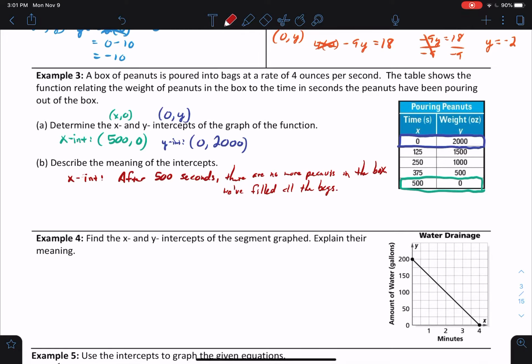There's a couple different ways we could say that. Okay, but after 500 seconds, the 500 represents time. So 500 seconds, there's no more weight in the box.